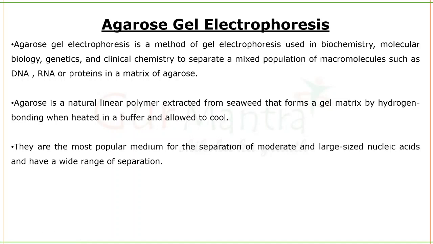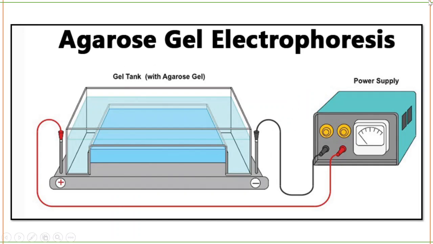So this is the agarose gel setup. You have a power supply with positive and negative electrodes and a voltmeter. This is the agarose gel tank, completely filled with buffer. This is the gel. You can see here the anode and cathode.